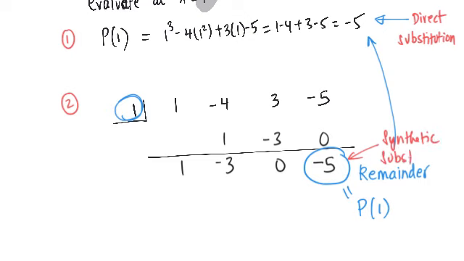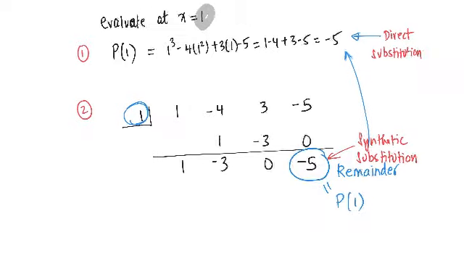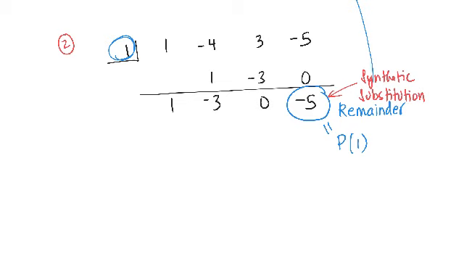Now you'll notice we did exactly the same thing as what we did in synthetic division, except in synthetic division we wanted to write the quotient polynomial and then the remainder divided by the divisor, right? We wanted to write the answer in that format. The goal was different. In synthetic substitution, the goal is simply to evaluate the polynomial at a given value. And the reason it works is something called the remainder theorem.